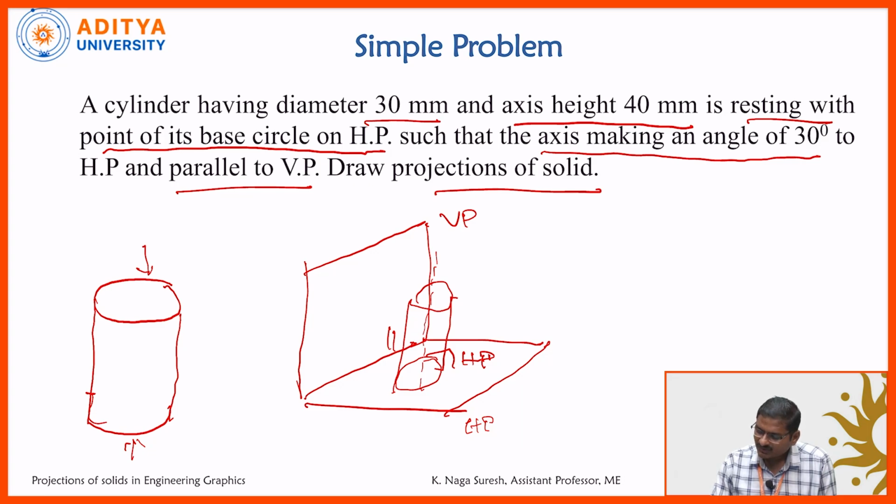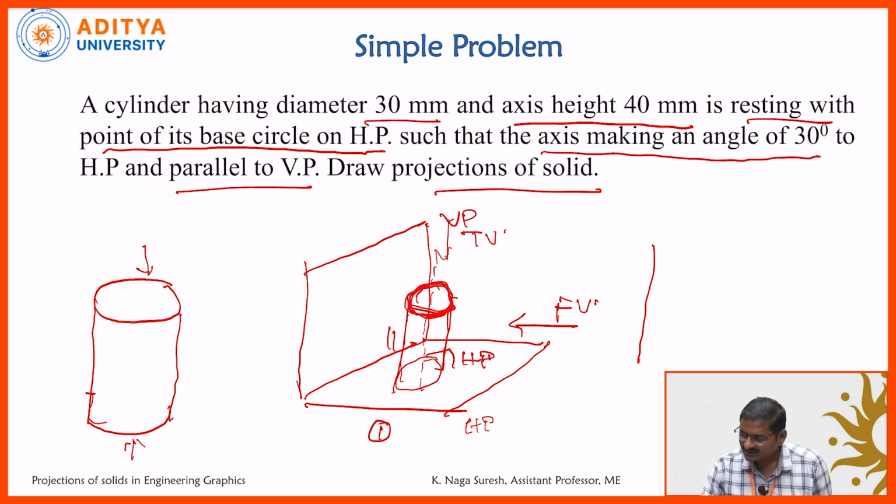If you observe the front view, the cylinder appears like a rectangle to the observer. When you observe the top view, the true shape of the cylinder is visible, that is, the circular shape. The true shape is visible in the top view. This is the first stage: the axis perpendicular to one plane and parallel to another plane.